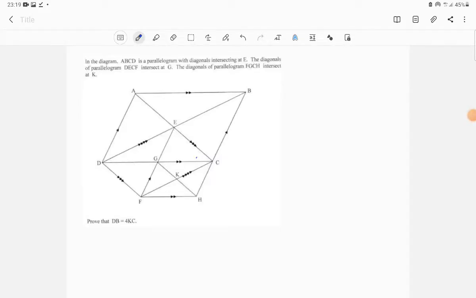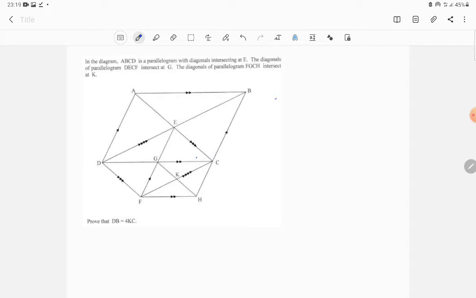Once again, you are welcome to Euclidean Geometry Grade 10. Let's look at the diagram and solve it together. If you want to give it a try, you can pause the video. Otherwise, this is how it's done.